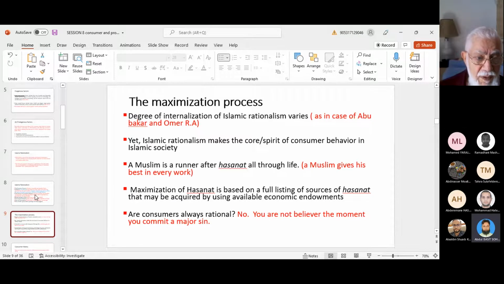The maximization process: the degree of internalization of Islamic rationalism varies. Like in the case of Abu Bakr and Umar, the internal iman condition of Abu Bakr and Umar was different. So that's why one gave 100% and the other gave 50%. Yet Islamic rationalism makes the core of consumer behavior in Islamic society. A Muslim is a runner after hasanat all through life. A Muslim gives his best in every work.